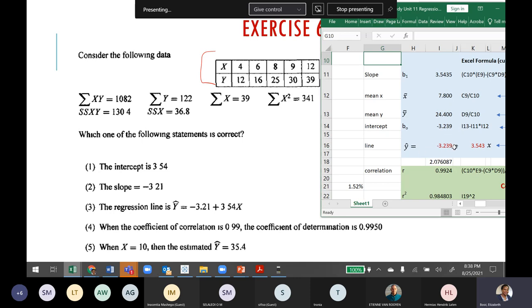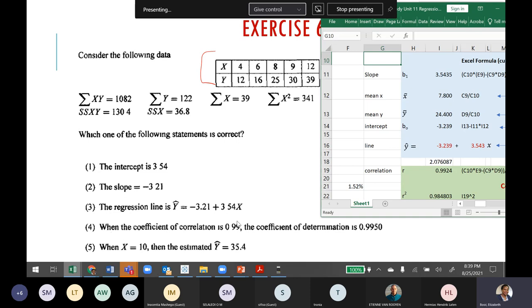So the intercept is minus 3 point something plus the slope of 3.554, which is correct. This is the correct regression line. As you can see, it matches with that one. But then we have two, or maybe probably you are right, because I think the decimal is just a coincidence there as well.